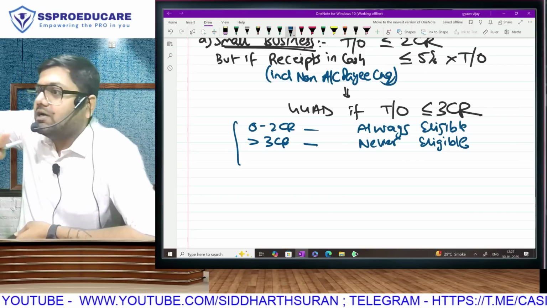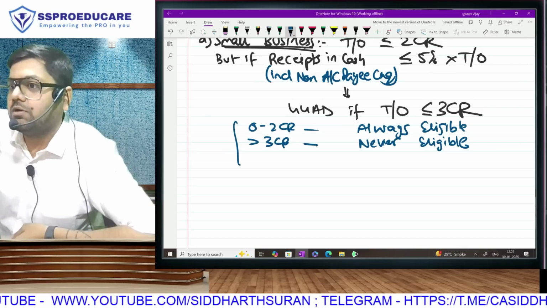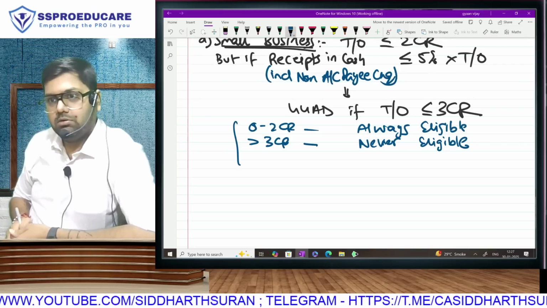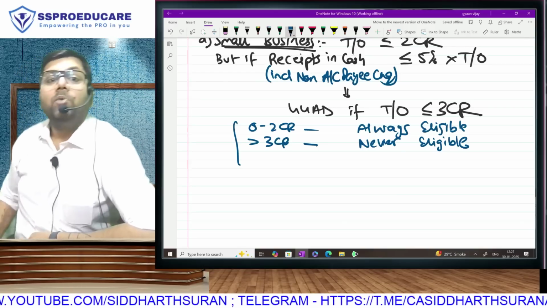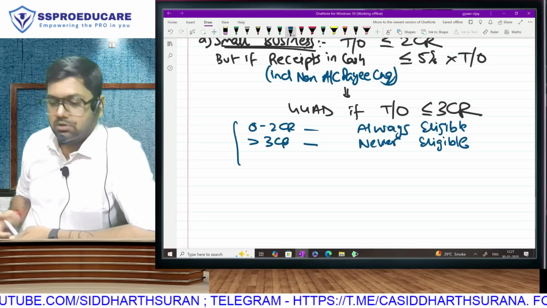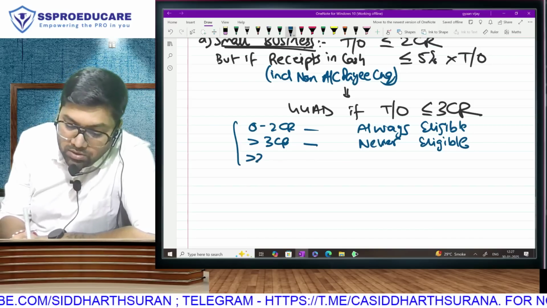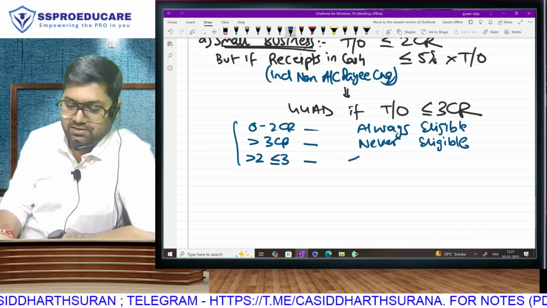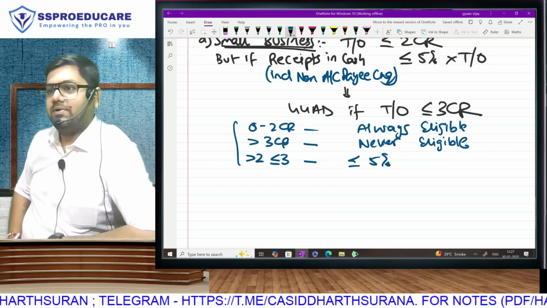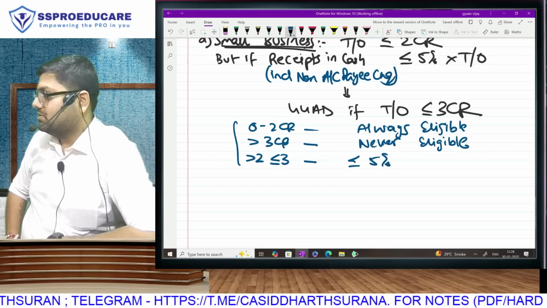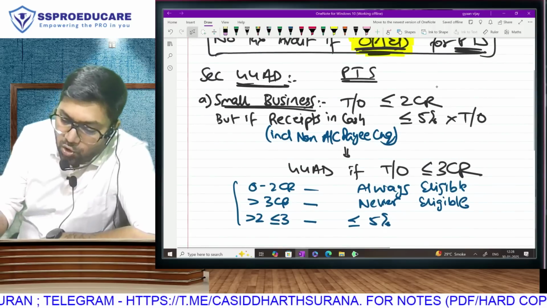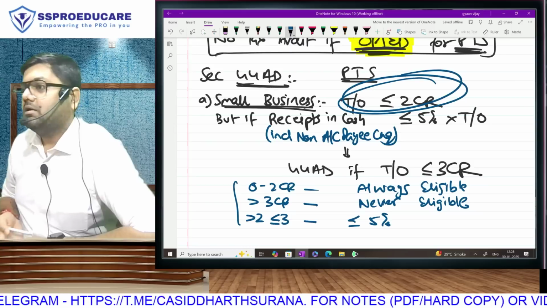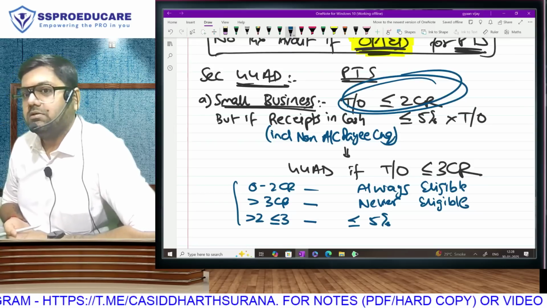See, the discussion is between 2 crore and 3 crore. 0 to 2 crore, full cash also allowed. More than 3 crore, bro, full cheque also not allowed. Between 2 and 3, we will see that 5%. You understood? This was always allowed without any pressure on the mode of receipts.